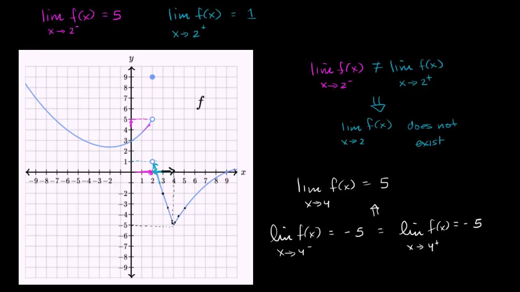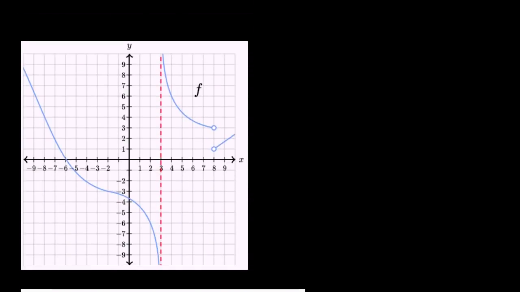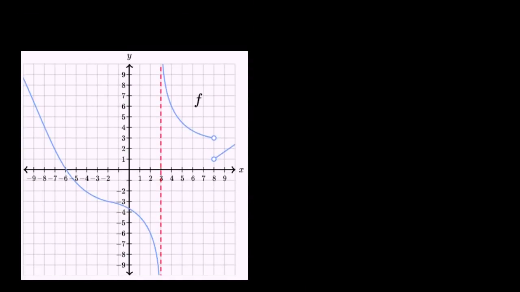Let's look at a few more examples. So let's ask ourselves the limit of f of x, now this is our new f of x depicted here, as x approaches 8, and let's approach 8 from the left, as x approaches 8 from values less than 8. So what's this going to be equal to? And I encourage you to pause the video to try to figure it out yourself.